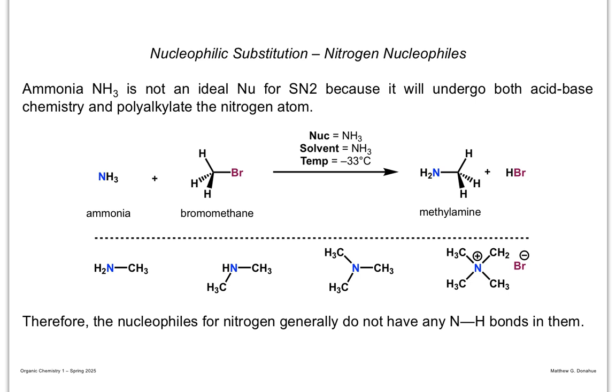We'll end on this slide, nitrogen nucleophiles. Notice this nucleophile ammonia, it's neutral. We know ammonia has a lone pair, right? In theory, on paper, you could take ammonia, have it attack that carbon, and now you've made a primary amine. So methylamine.